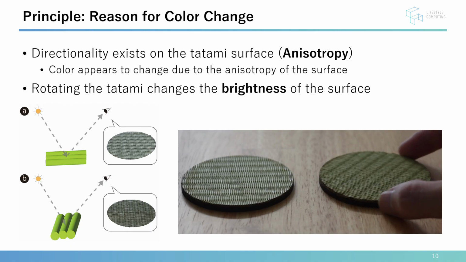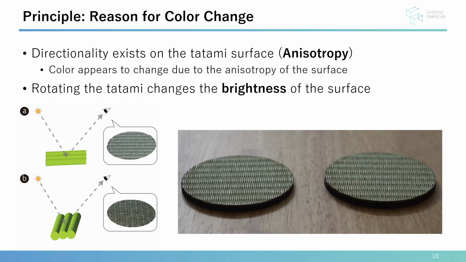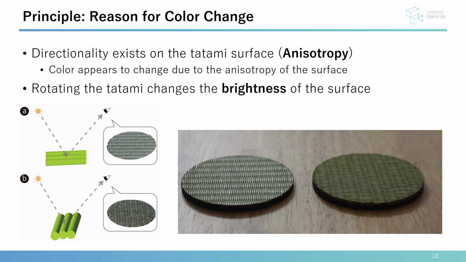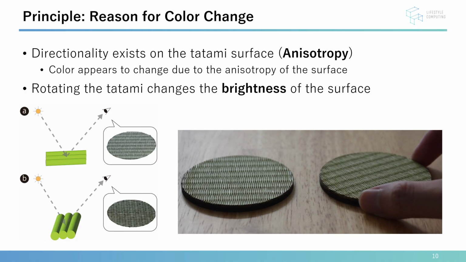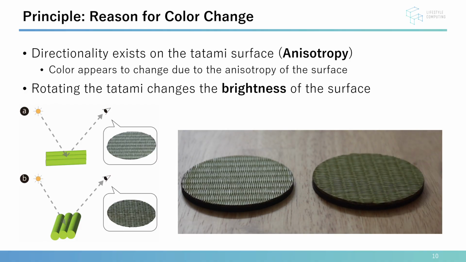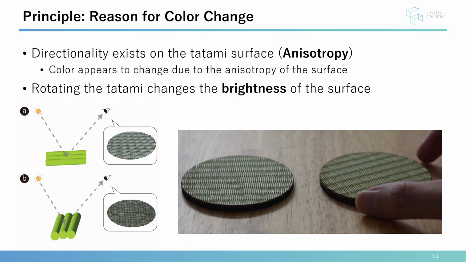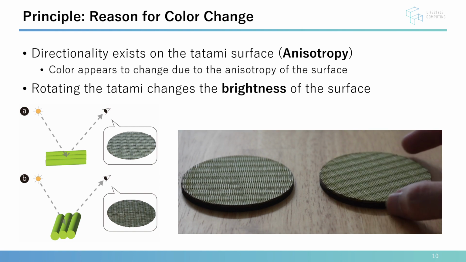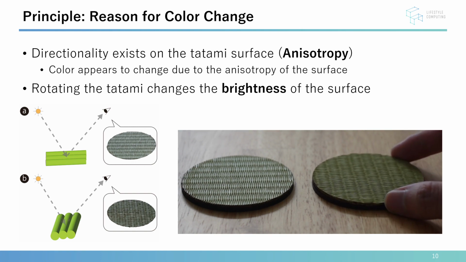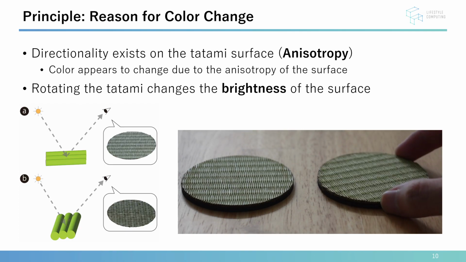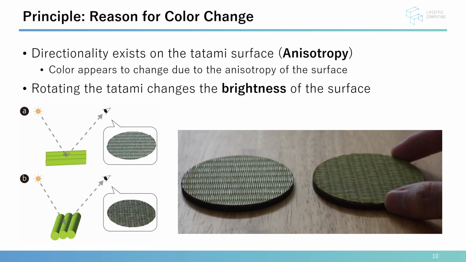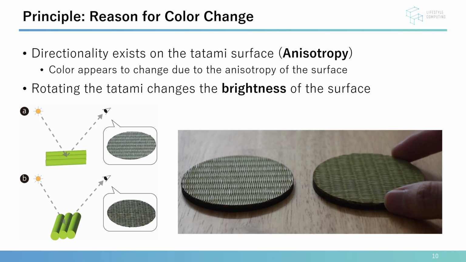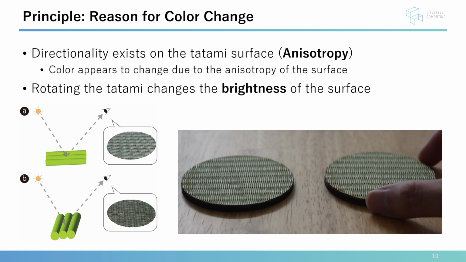Tatami changes color due to its unique surface structure. Woven igusa creates a directional pattern, making the surface look like lined-up cylinders, as shown in the left figure. So when rotated, the light exposure areas shift, altering its appearance. As shown in the video, a 19-degree rotation changes the illuminated parts, making the color look different. We quantitatively evaluated color changes, but will omit the details due to time constraints. As a result, rotating the tatami changes its brightness, altering its appearance.